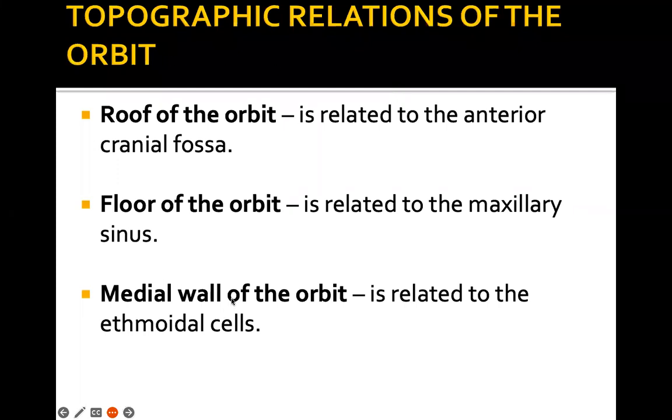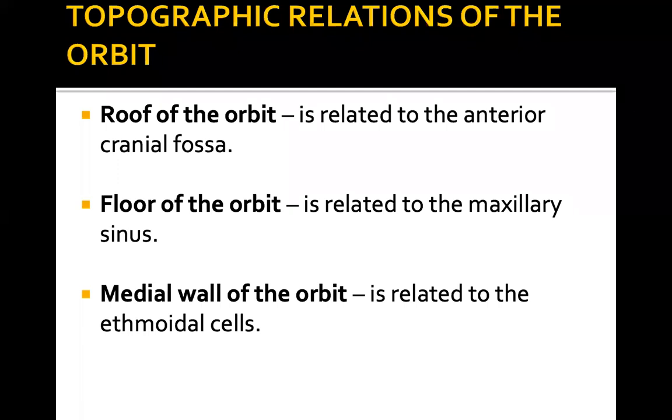The medial wall of the orbit is related to the ethmoidal cells. And then the floor is related to the maxillary sinus. Maxillary sinus, yesterday, yeah. Frimpong Darlington also says frontal lobe. Those who were listening yesterday, I'm sure this maxillary sinus will sound so familiar.